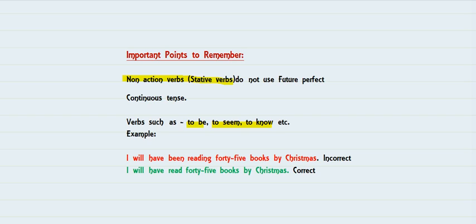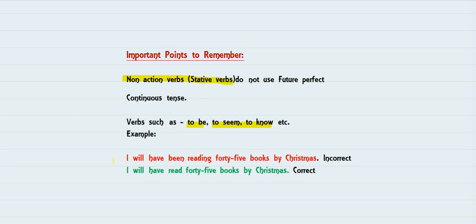You can check out more examples for stative verbs. Stative verbs will be all those verbs which do not have any kind of action involved, whereas it is not an active form of verb. So that is known as stative verb. And those kind of verbs cannot be used for future perfect continuous tense.